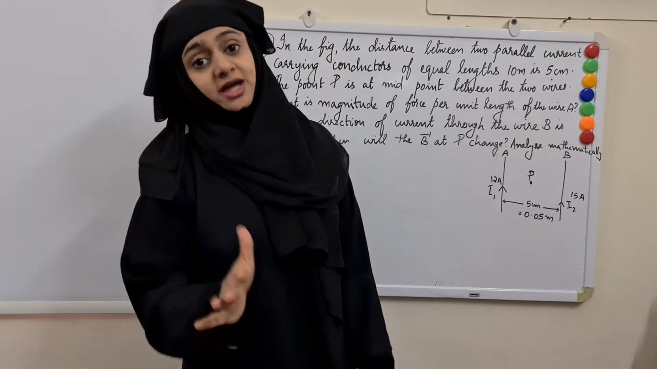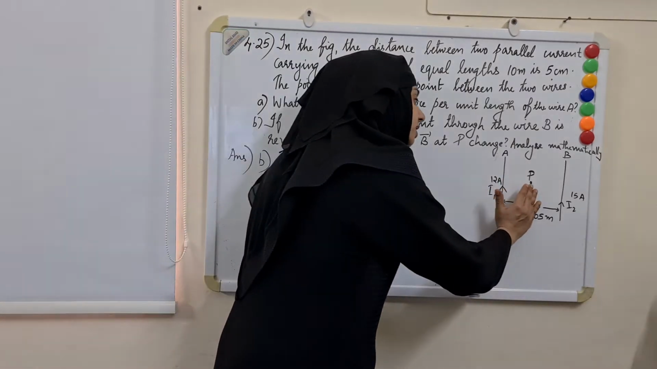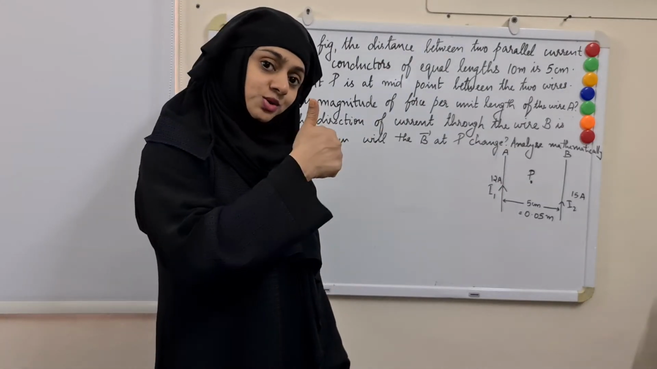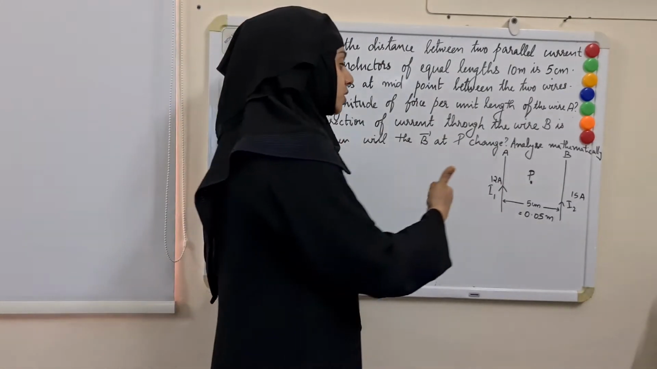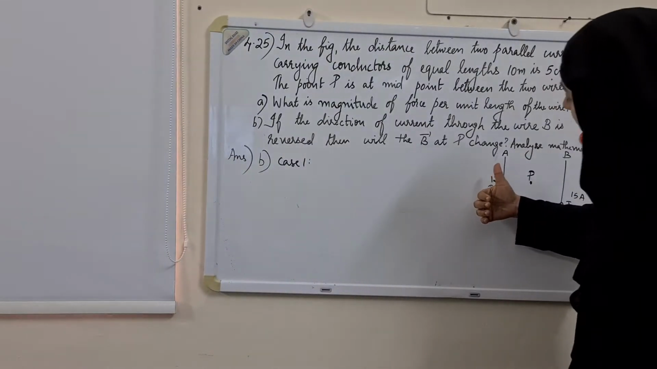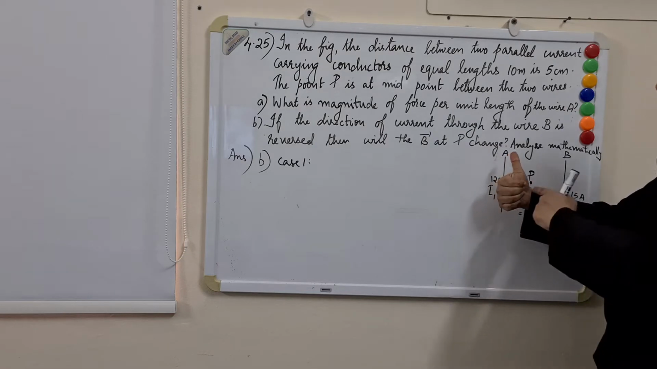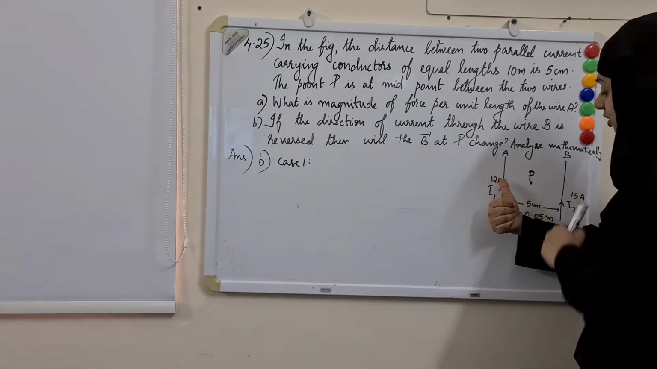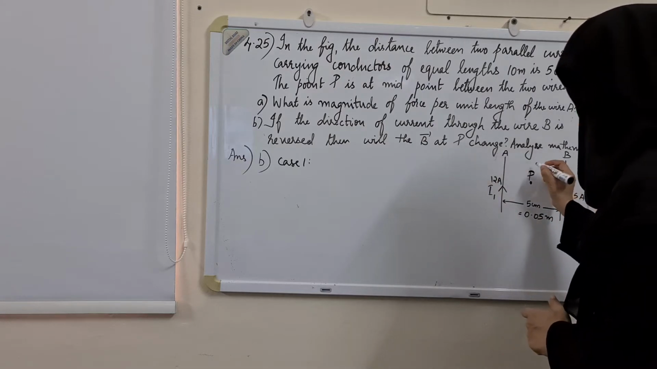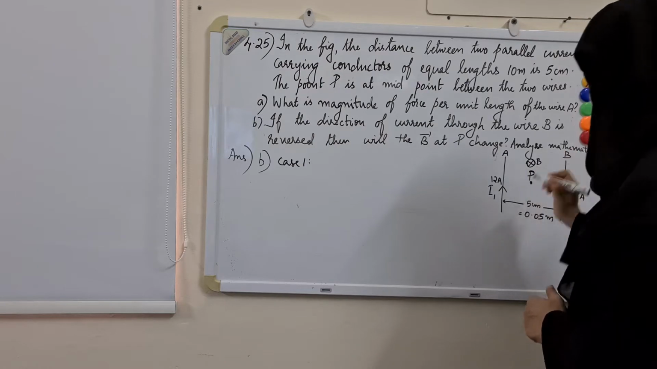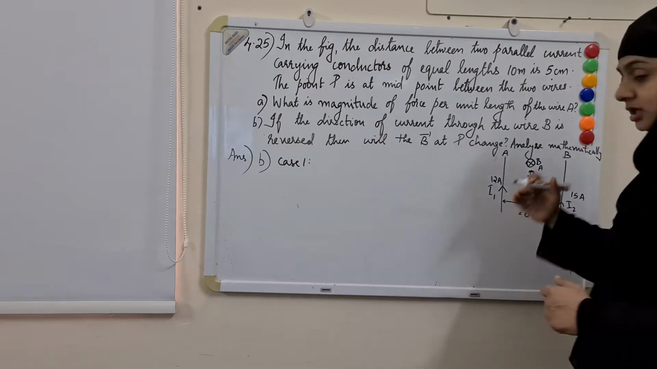Let us find the direction of magnetic field at P due to wire A and B. So we will use the right hand thumb rule. The current in A, I1, is in this direction. So my fingers at P are going into the whiteboard. So here the magnetic field due to A at this point will be into the plane of this whiteboard.